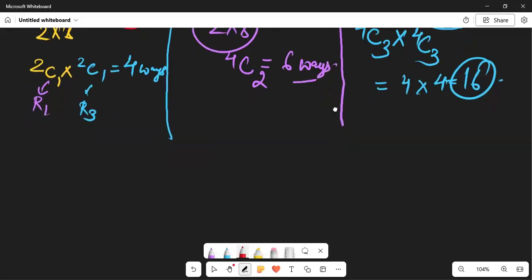So these are the total ways, which is 4 plus 6 plus 16, which gives you 26 ways.